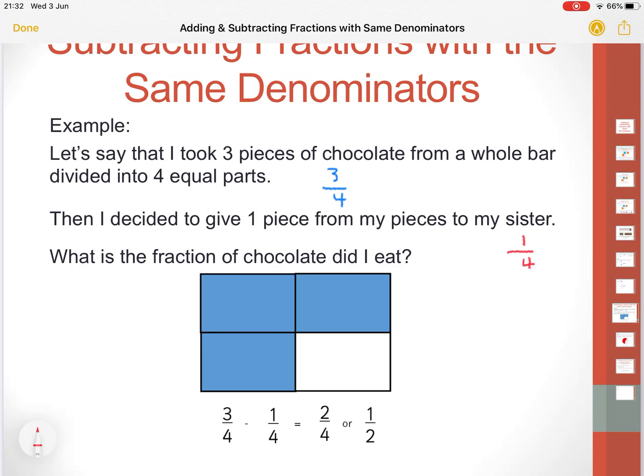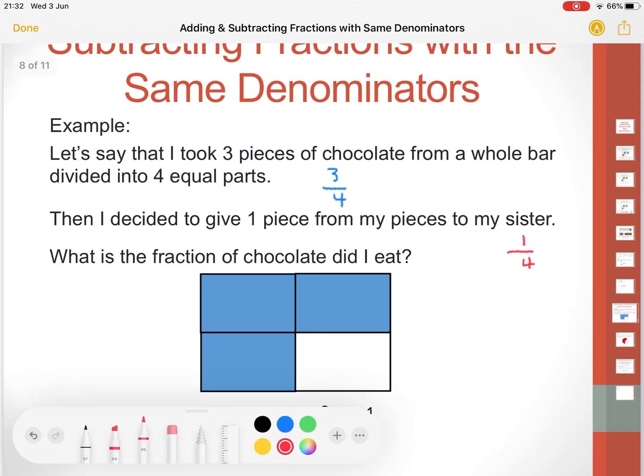What is the fraction of chocolate that I eat? That I eat.